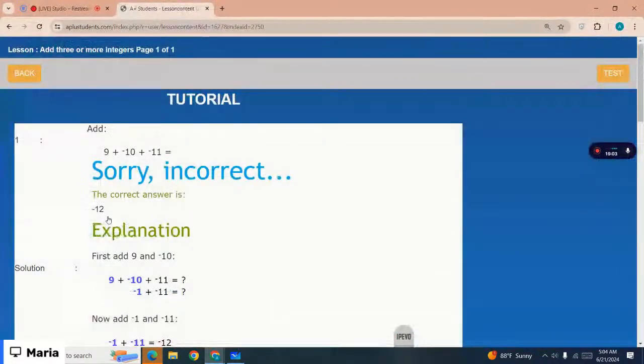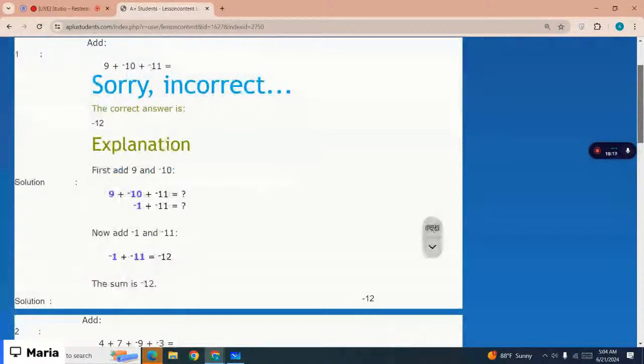So adding three or more integers is exactly the same as adding two integers. You have to apply the same rules, just pair the numbers and apply the same rules, right? You have 9 plus negative 10. So solve, pair the numbers. Do 9 plus negative 10. So 9 plus negative 10 is negative 1, right? Then negative 1 and negative 11 is negative 12.